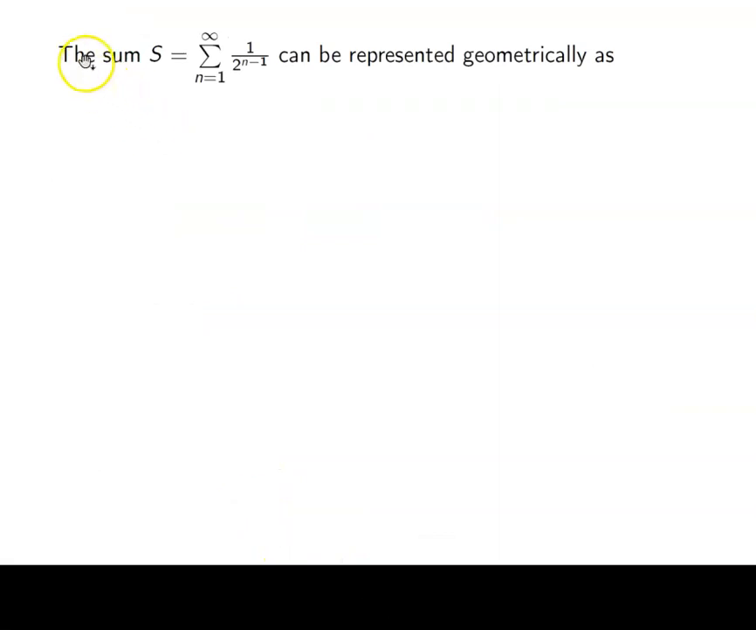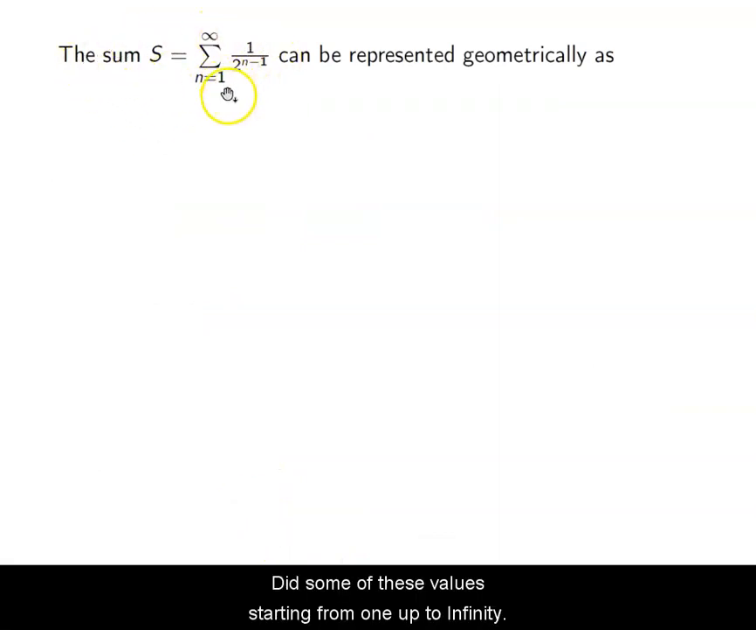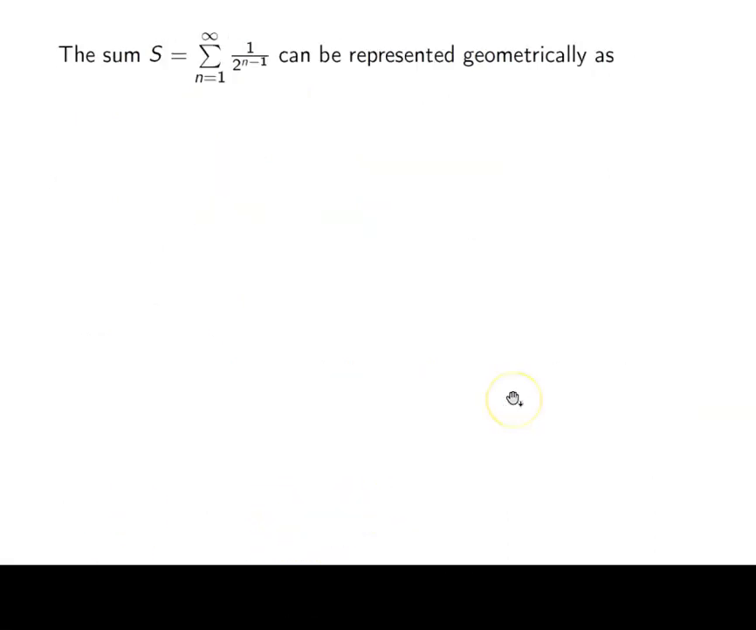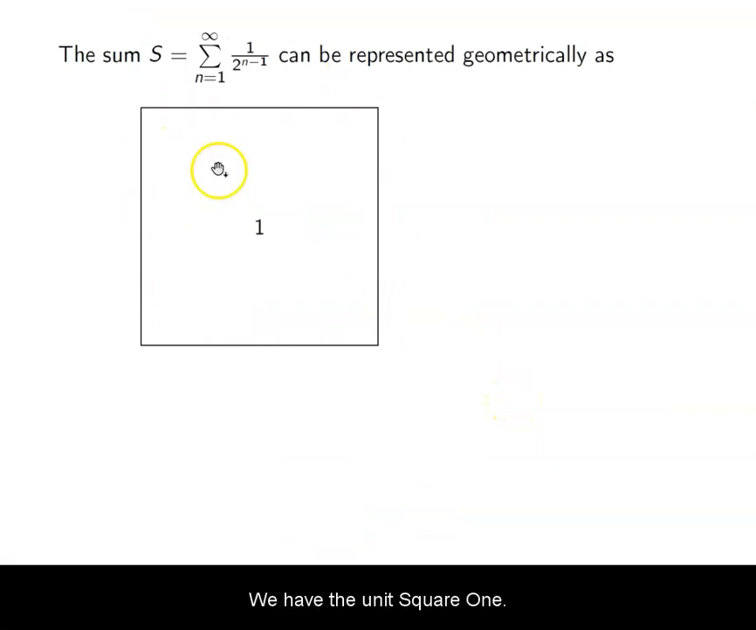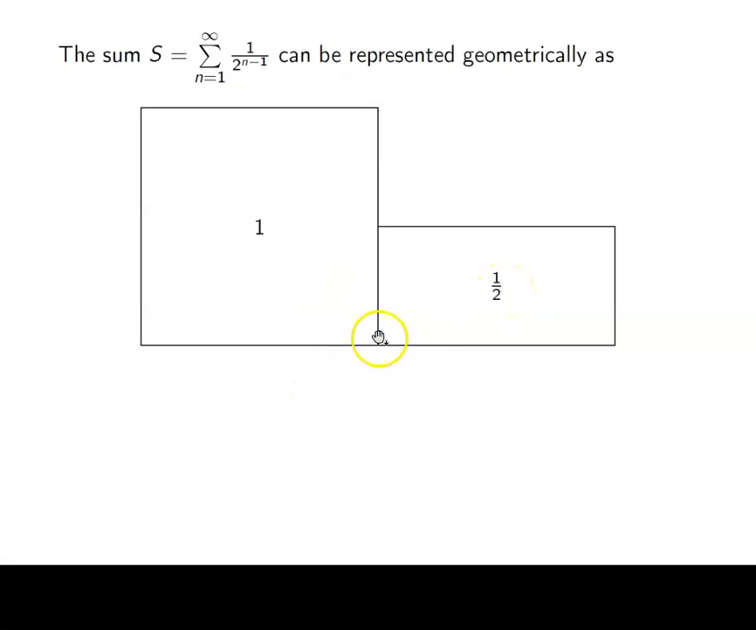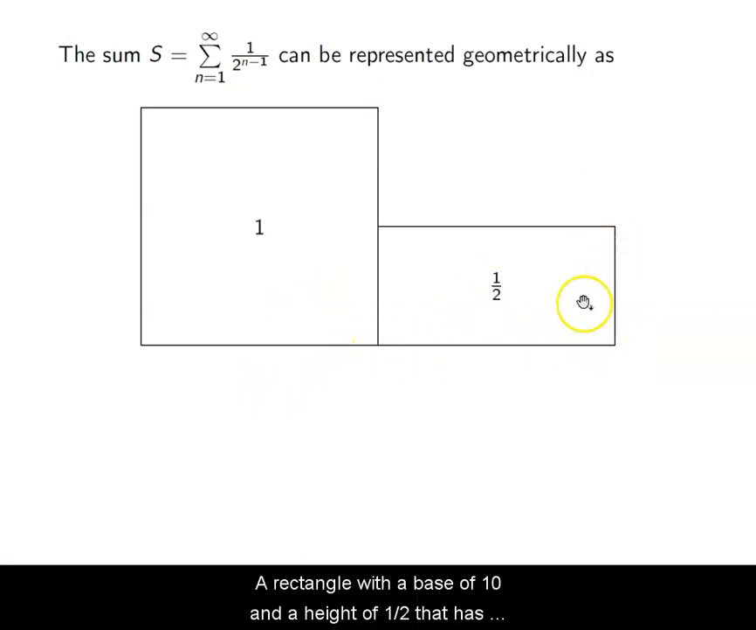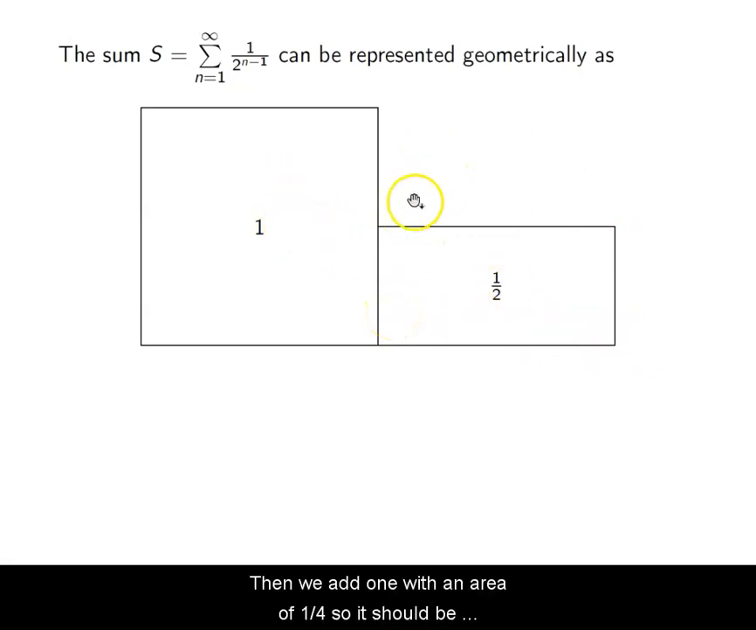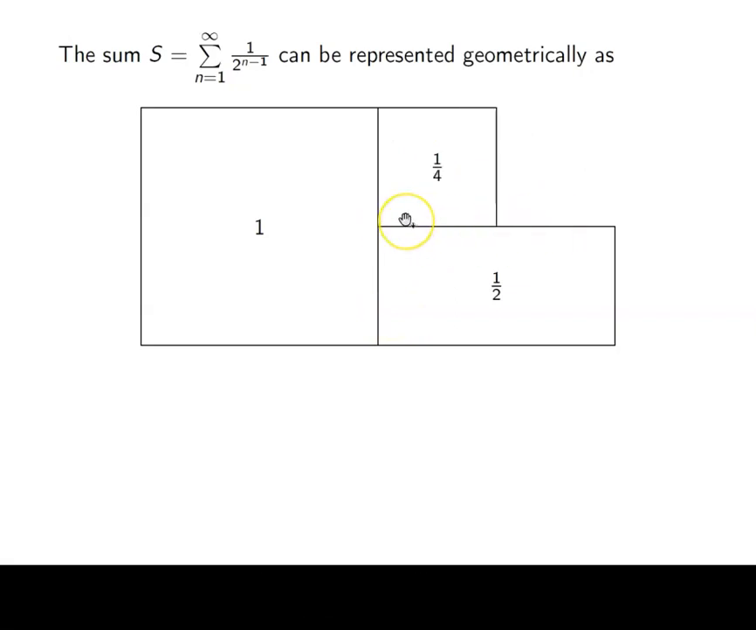So the sum of these values, starting from 1 up to infinity, can be represented with squares. So we'll start off with a square of area 1, then a square of area 1/2, and so forth. So we have the unit square, 1 by 1. We're going to add to this a rectangle with a base of 1 and a height of 1/2, so it has an area of 1/2, so that's 1.5 so far. Then we add one with an area of 1/4, so it should be half of this amount. Okay. So we have 1/4 and 1/4.